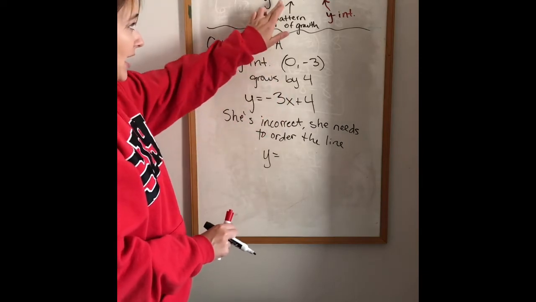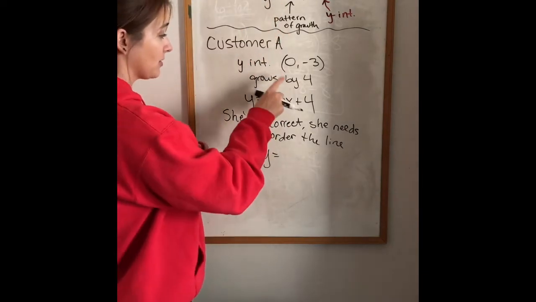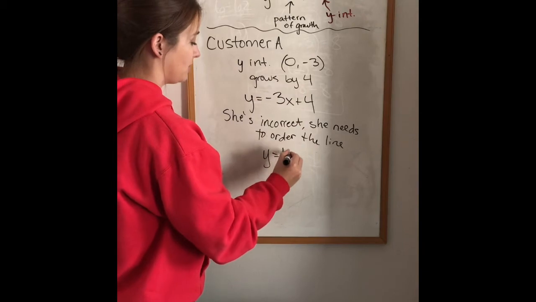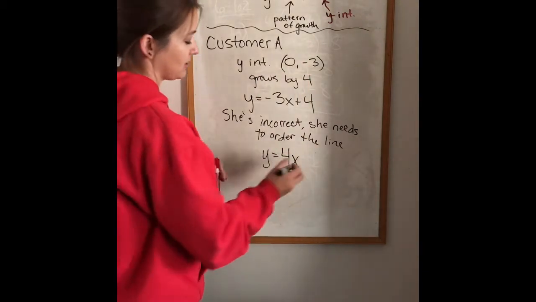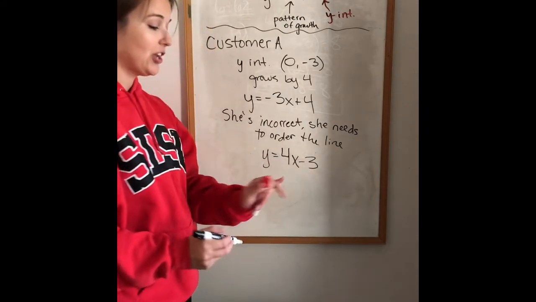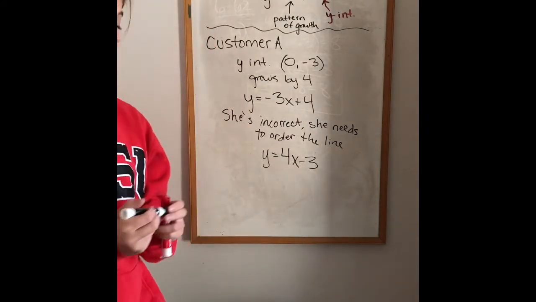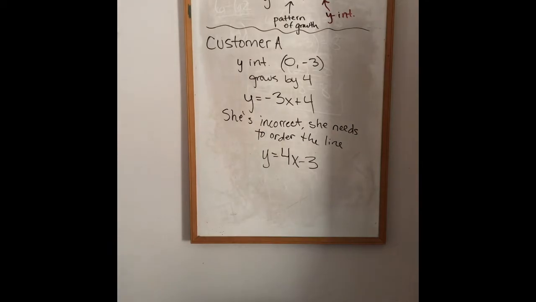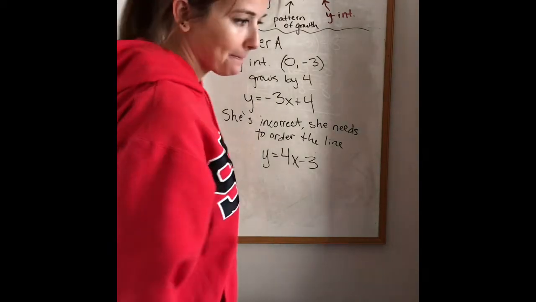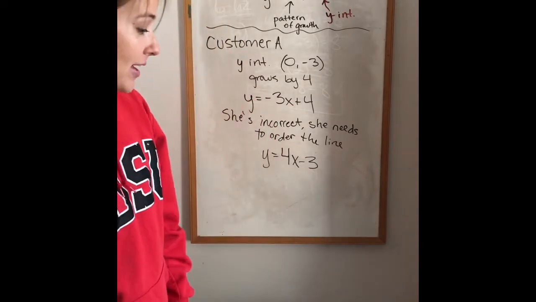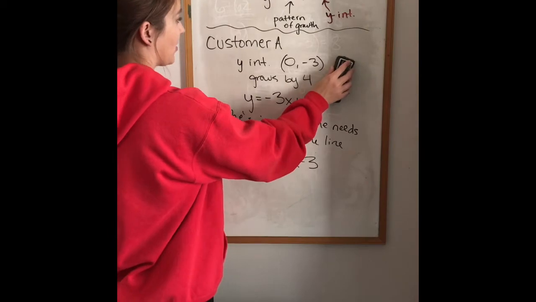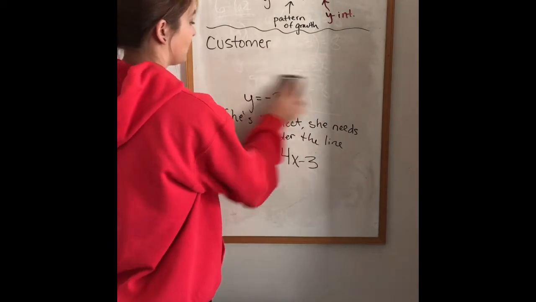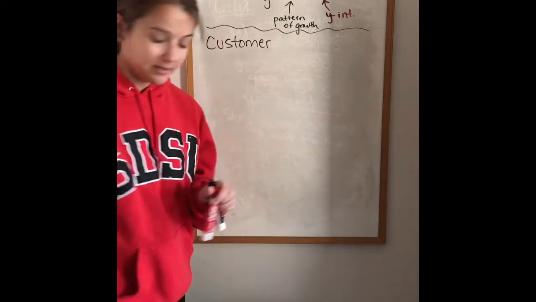We start with the pattern of growth. So her pattern grows by 4x. Then her y-intercept comes next, as a -3. So she should have ordered the line y equals 4x minus 3. One customer down, and I think there's 4 more to go. Okay, that's customer A. Let's look at customer B.